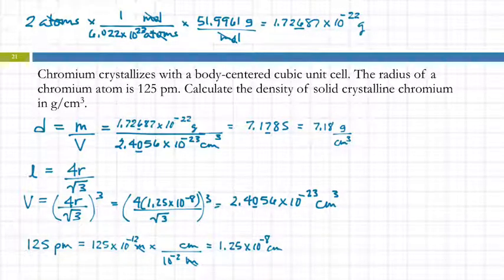Is 7 grams per cubic centimeter a reasonable density for a metal? Yeah, metals are generally more dense than water. Water is 1 gram. Hey Siri, what's the density of chromium?